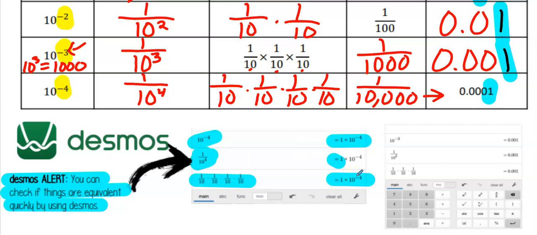Same thing over here. If I put in 10 to the negative 3rd on my Desmos, it's going to give me the decimal. If I put it in as 1 over 10 to the 3rd, because I know that's the equivalency, it'll also give me the decimal, as well as our expanded form. So you could be practicing. You can go look at a Desmos calculator, an app on your phone or on the computer, and practice some of these using Desmos, because you will have access to your calculator tomorrow during the test.